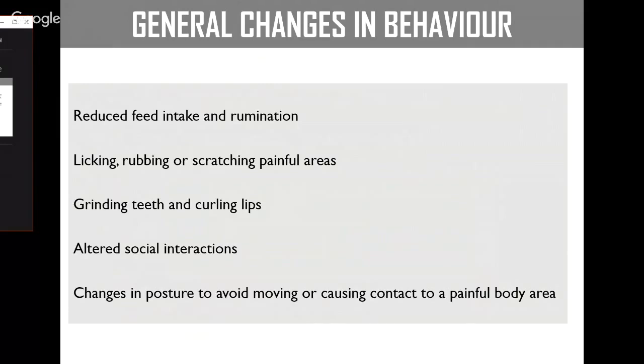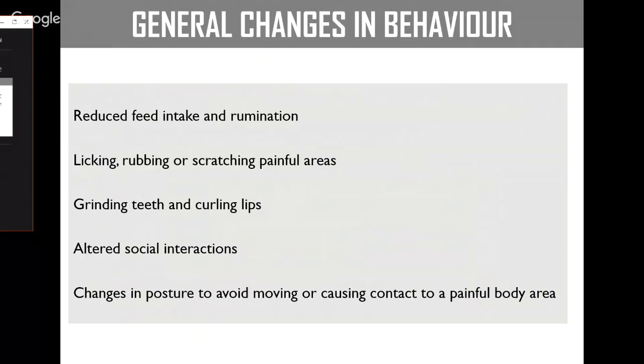And these would include, for example, a decrease in feed intake and in rumination time, changes in posture to avoid moving or causing contact to a painful body area, a decrease in social interactions, grinding teeth and curling lips, or licking, rubbing, or scratching painful areas. So those would be general changes in behavior, which are useful indicators of pain in many of the situations where sheep may feel pain.